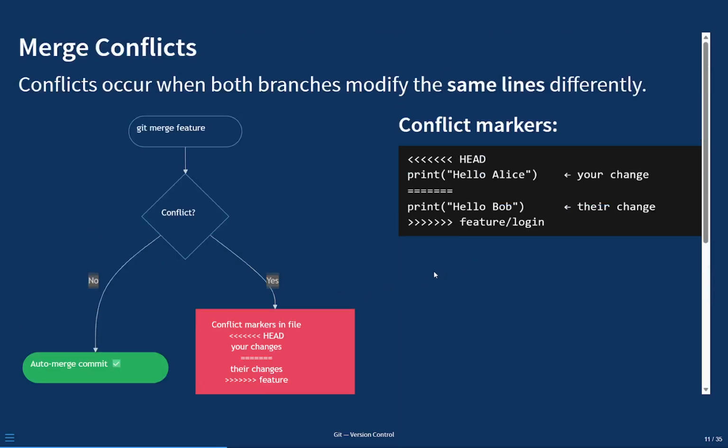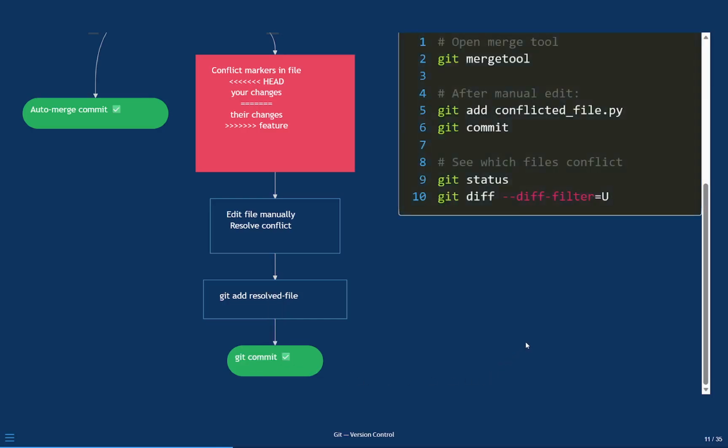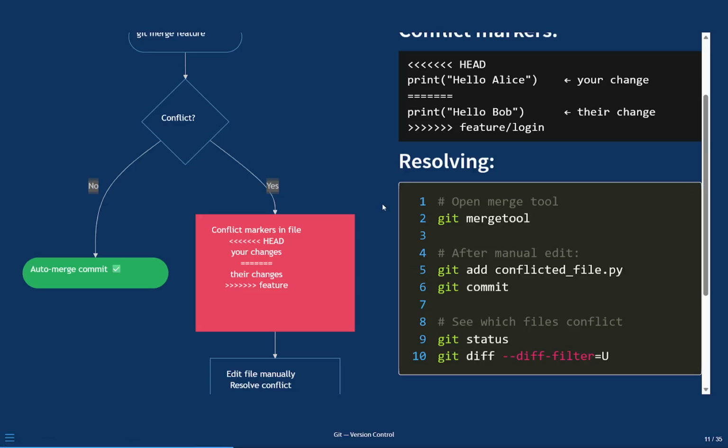Your job is to edit the file to resolve the conflict. Delete the markers, decide what the final version should look like, maybe a blend of both, save it, and then stage it. Click, after manually editing, git add the resolved file, then git commit to complete the merge.